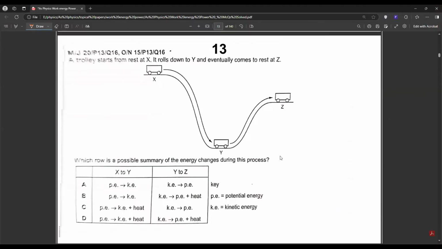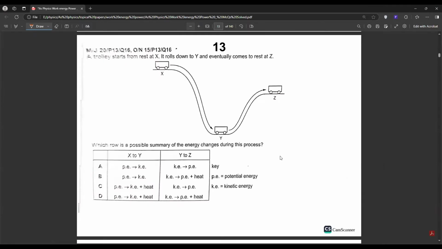Let's further move ahead. A trolley starts from rest at X. It rolls down to Y and eventually comes to rest at Z. Perfect. Which row is a possible summary of the energy changes during this process? At X, you are at rest, so your kinetic energy is 0. All of it is gravitational potential energy. At Y, your height is 0, so your gravitational potential energy is 0. All of it is kinetic energy here. And at Z, again your velocity is 0, hence your kinetic energy is 0. All of it is gravitational potential energy here.